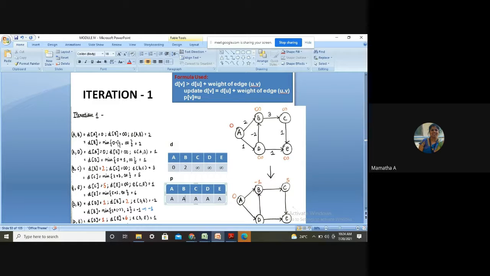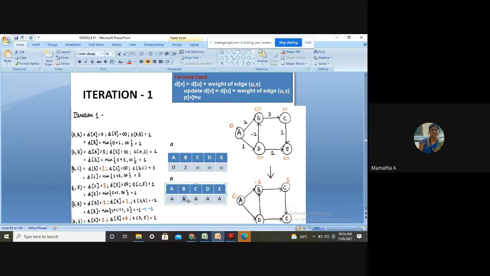Right? And through which vertex could I reach it, students? This value becomes d of v equals 0. And how should the path be updated? P of B is equal to U. Which is the U vertex for me? A. So P of B is equal to A. It's already there, so you need not update it.